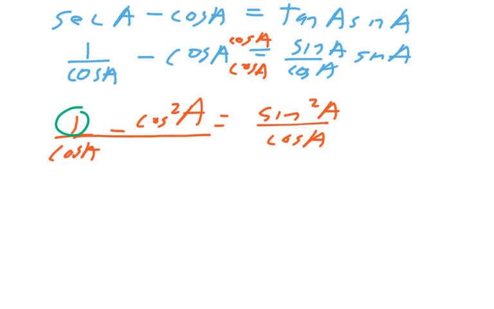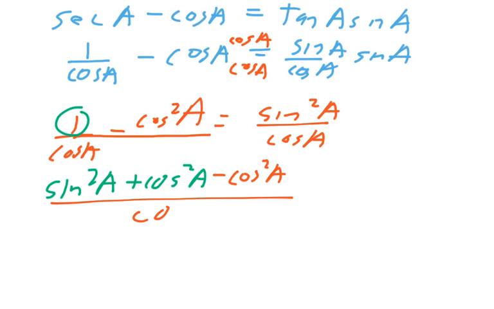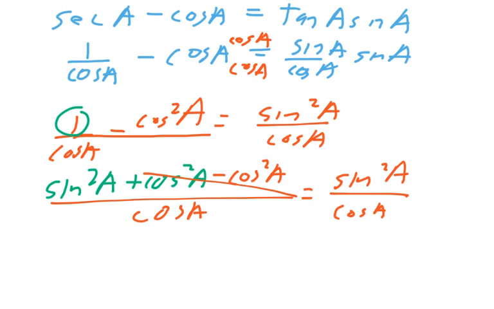I'm going to change this 1 to be the math pickup line, sine squared A plus cosine squared A, and then the rest of it stayed the same. And what happens is those two cosines are going to subtract to become 0, and I am left with sine squared A over cosine A equals sine squared A over cosine A. And so they are the same.